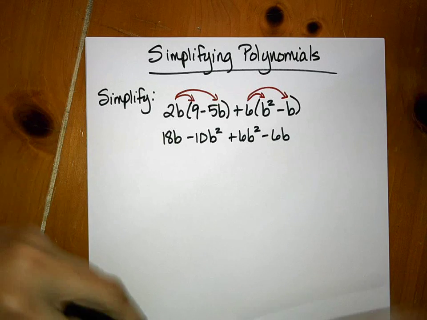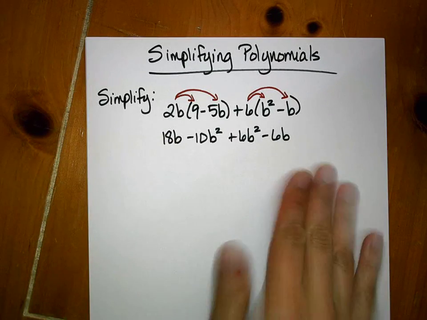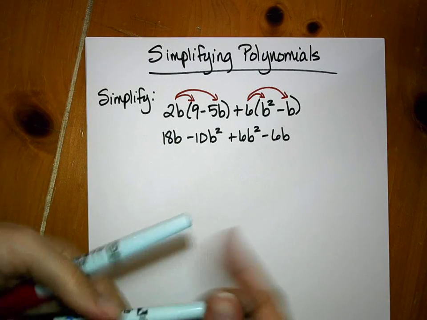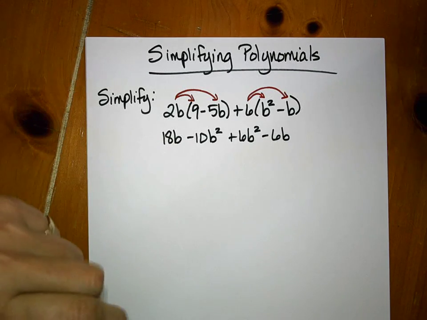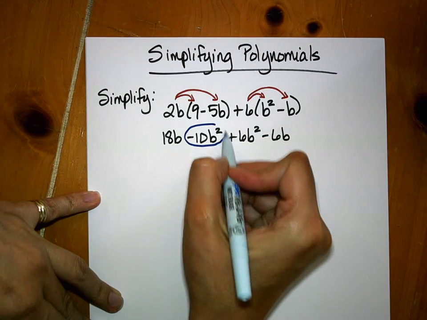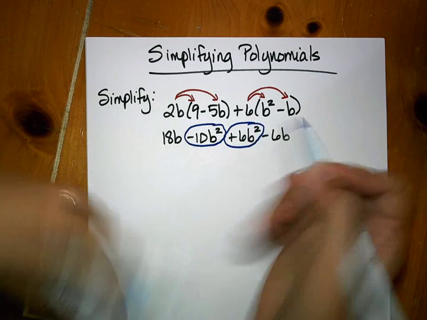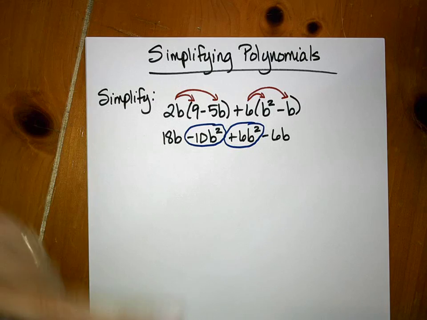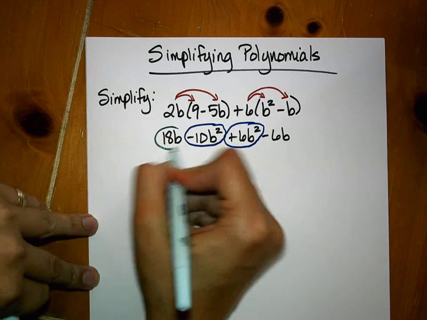Okay. At this point, there's no more multiplication or division that we can do, but we can combine like terms. So I'll use the trick I showed you earlier, which is to circle the terms that have the same variable with the same exponent. Make sure you get the symbols circled as well. And those are the terms that you can combine.